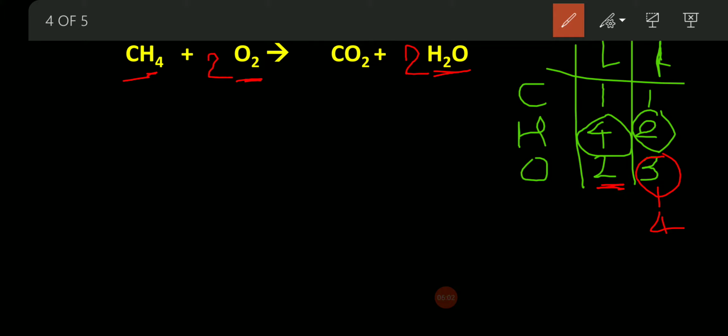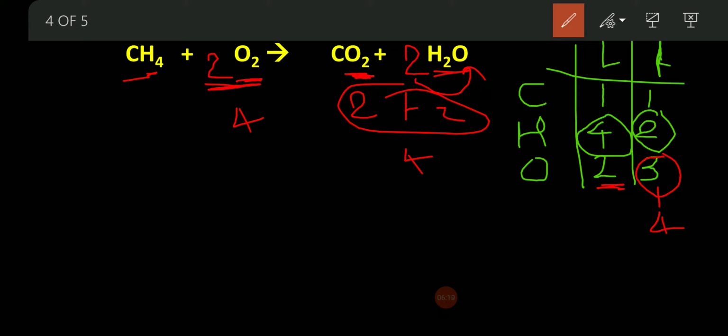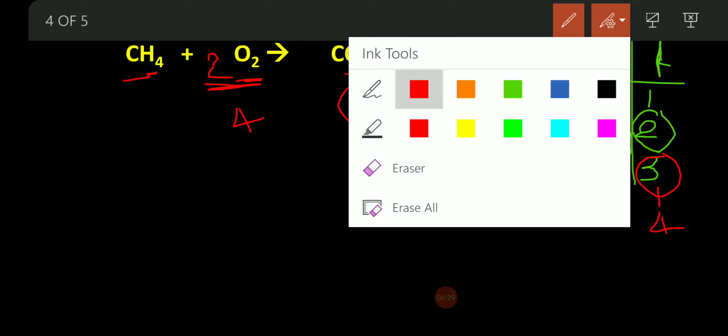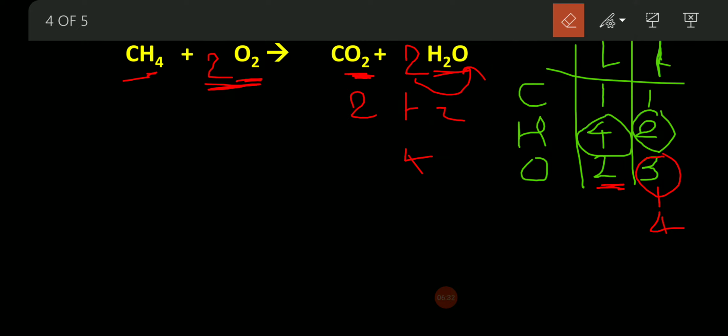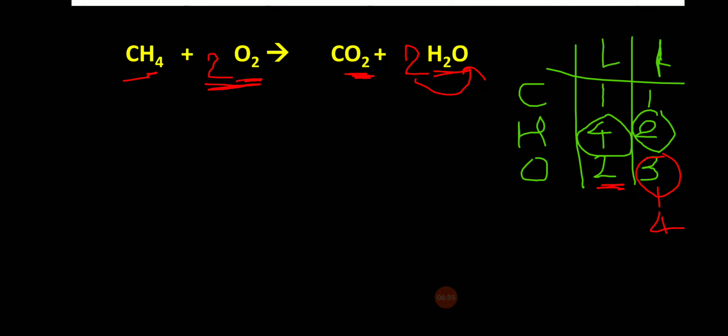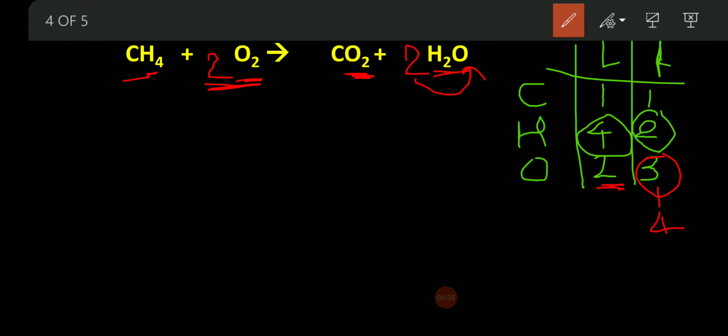Now you can see on the left-hand side there are 4 oxygens, and on the right-hand side 2, and these 2 will multiply with this oxygen. So 2 plus 2 means total 4 oxygens. And the other elements are now balanced. One more time we will write the reaction equation, and this will be the final reaction equation. This equation is already balanced. I am just writing it one more time.